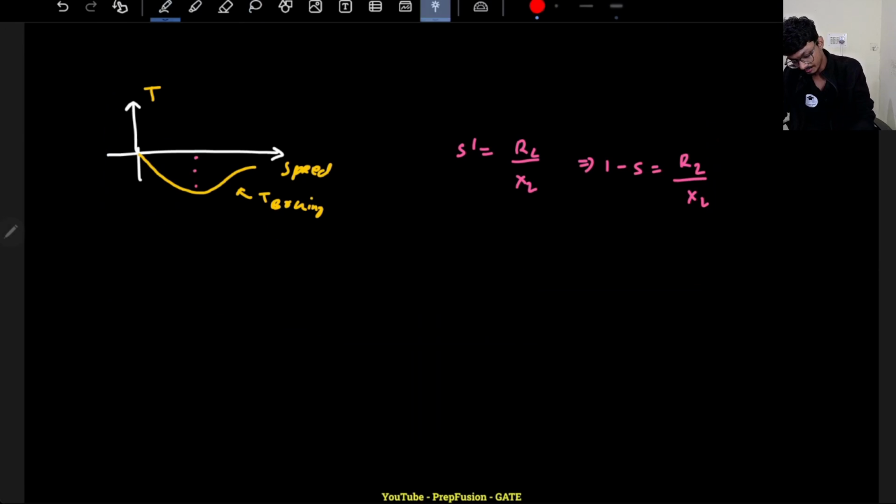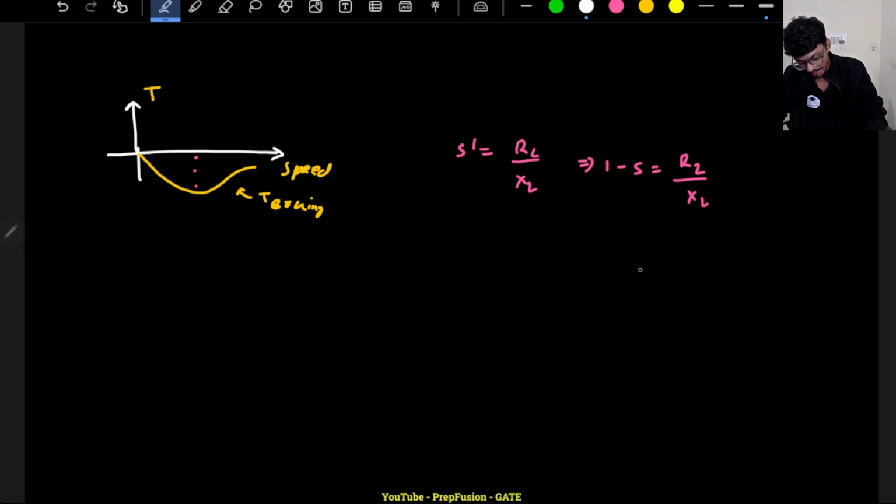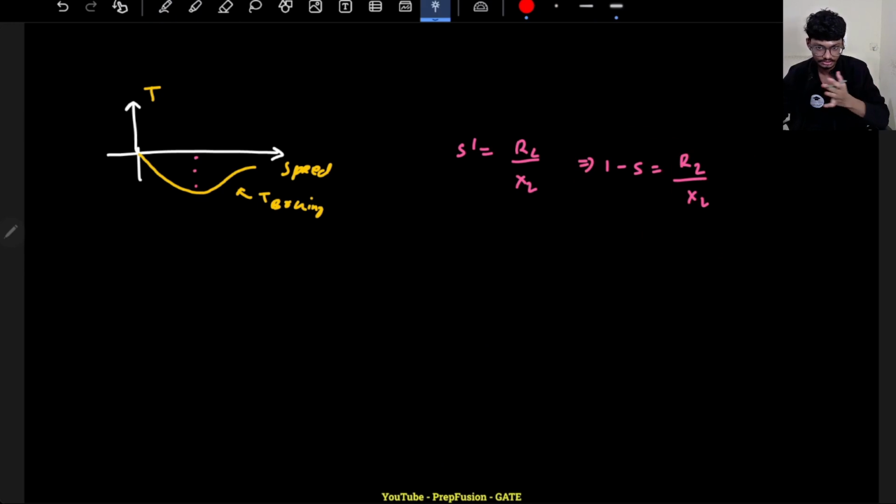So I know my slip, right? The slip at which maximum torque happens will be this R2 by X2. 1 minus S will be equal to R2 by X2. So what I can do is add external resistance. If I add external resistance, what will happen? This graph will shift rightwards. Simply this graph will shift rightwards.